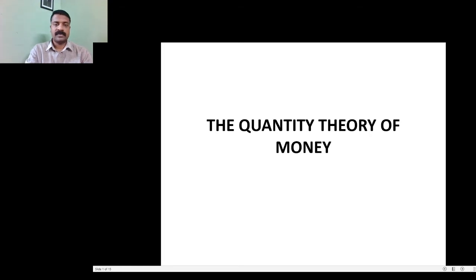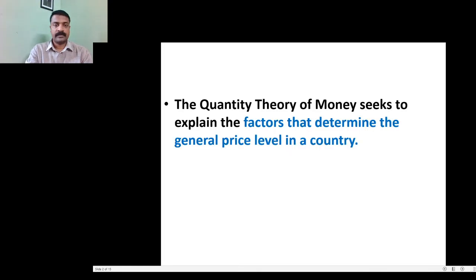Classical views on quantity theory of money. The quantity theory of money tries to explain the factors that determine the general price level in a country.